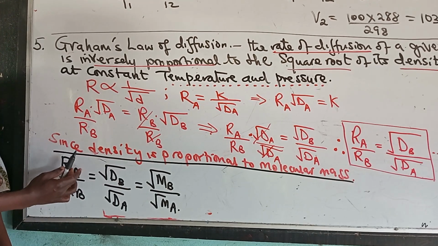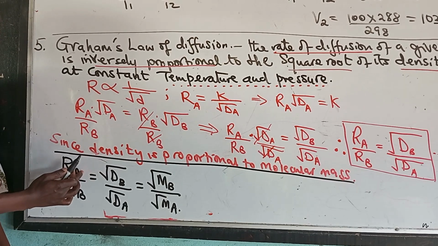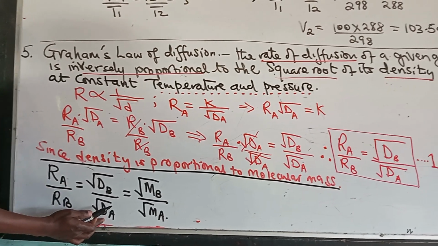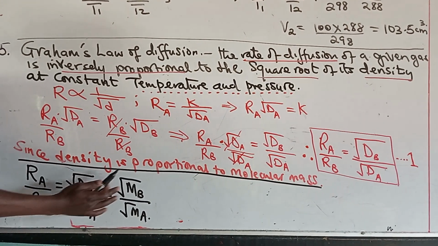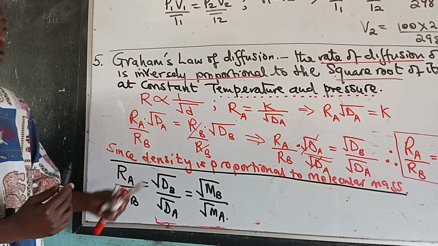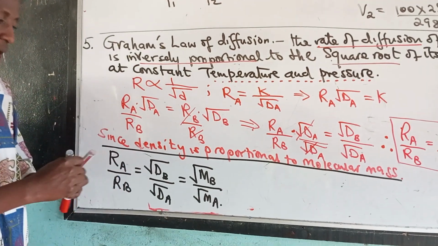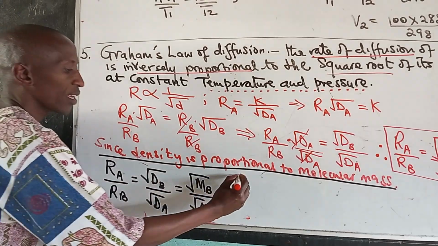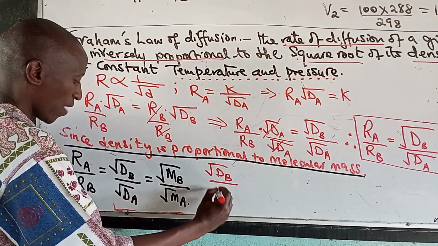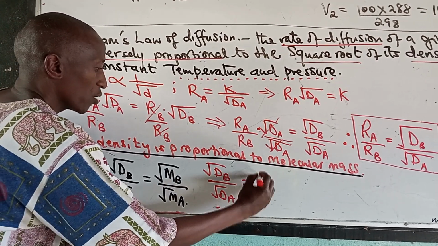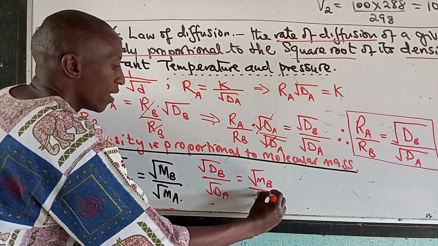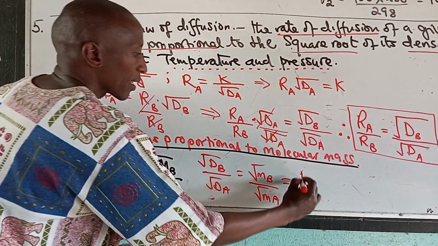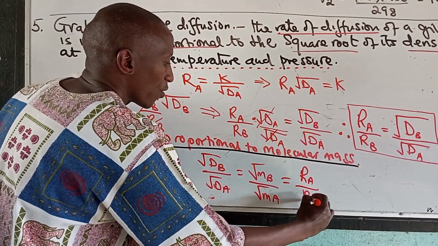However, just like density, rate is inversely proportional to molecular mass. Rate is inversely proportional to density. So from that relationship, we are able to get a second relation, which we are going to say: the square root of the density of B all over the square root of the density of A is equal to the square root of the molecular mass of B all over the molecular mass of A, which is equal to, now we pick on this one, the rate of A all over the rate of B.